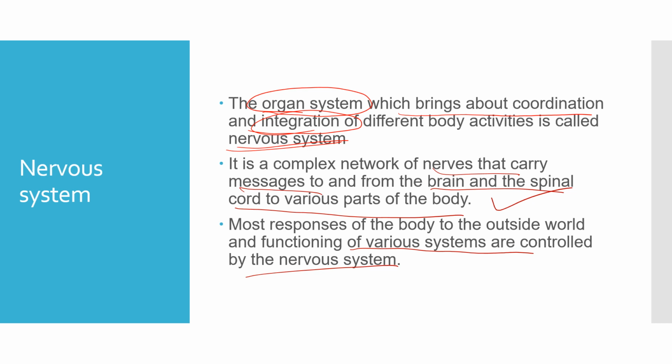Let us see what is there, and we should know about the nerves, which are the important main part of the nervous system. What are they? What are the different types of nerves?